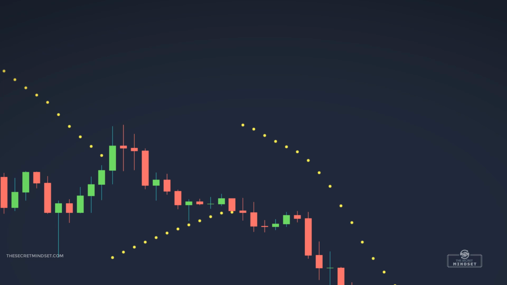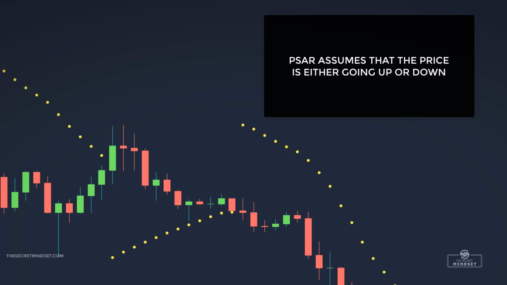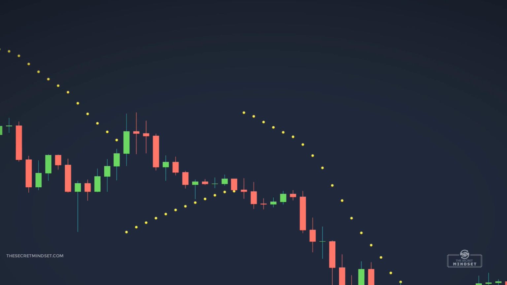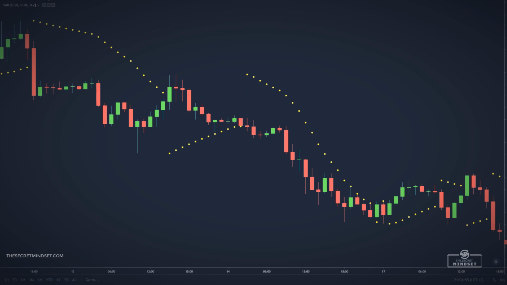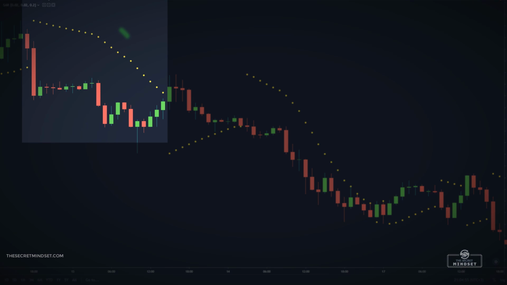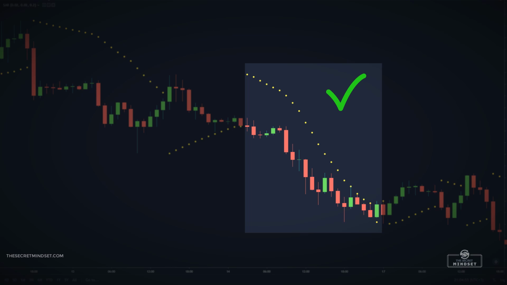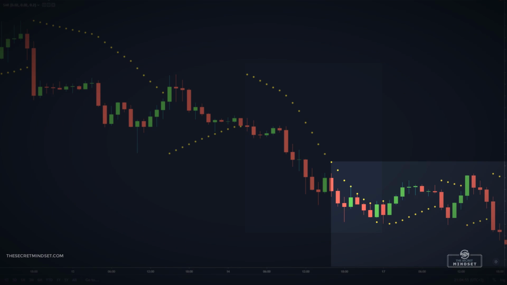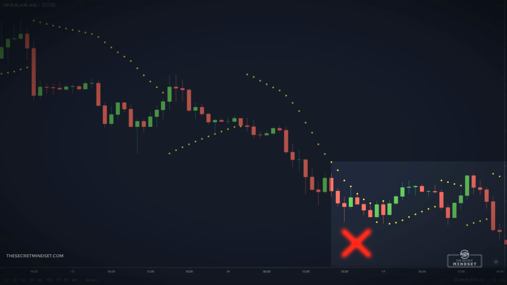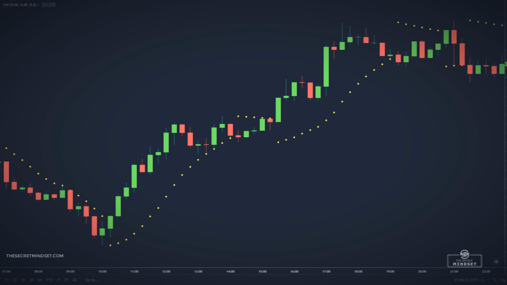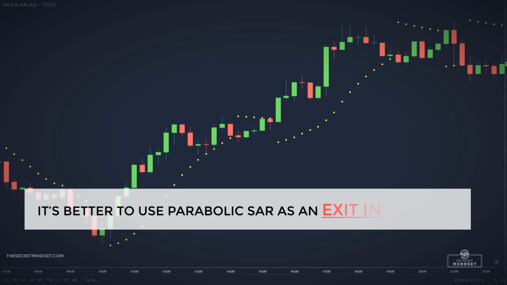This is probably the easiest indicator to interpret because it assumes that the price is either going up or down. With that said, this tool is best used in markets that are trending and that have long rallies and small corrections. However, you don't want to use this indicator in a choppy market where the price movement is sideways. That's why it's better to use it as an exit indicator.